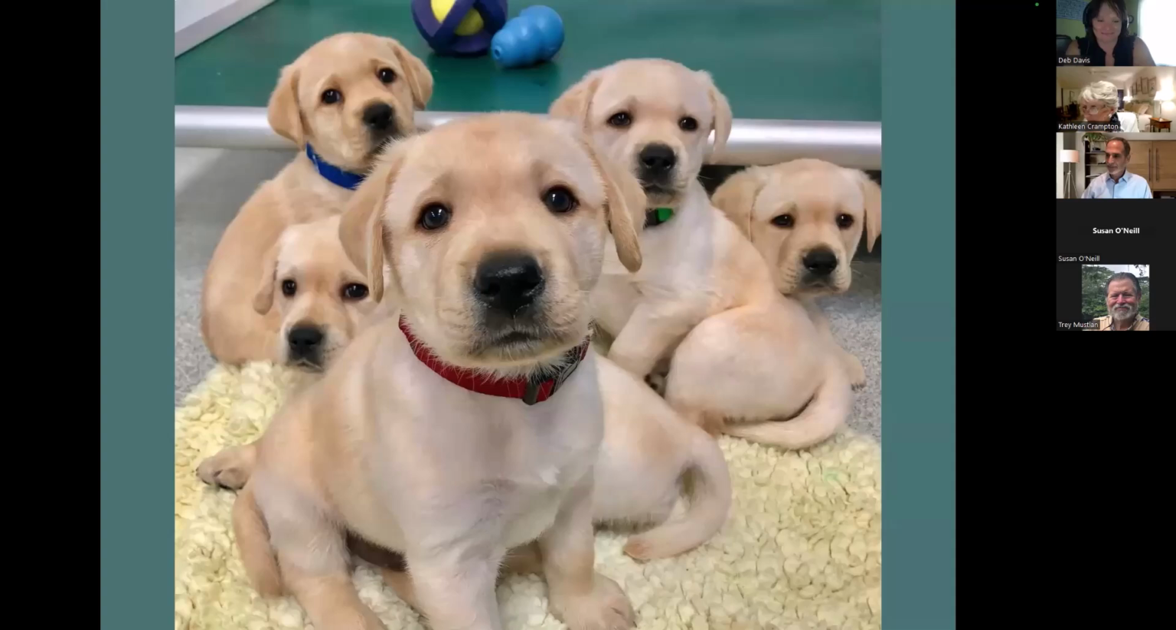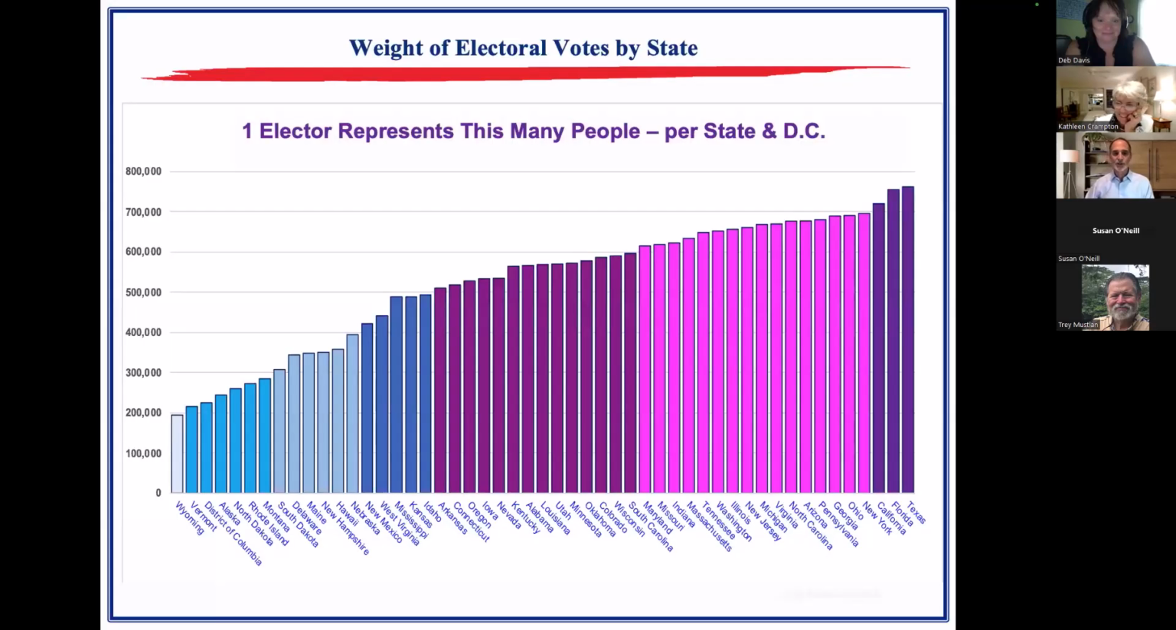So I thought I'd give you time to take another deep breath. Cute picture of dogs, you can't beat it. Before I go on to show you what else is a problem.